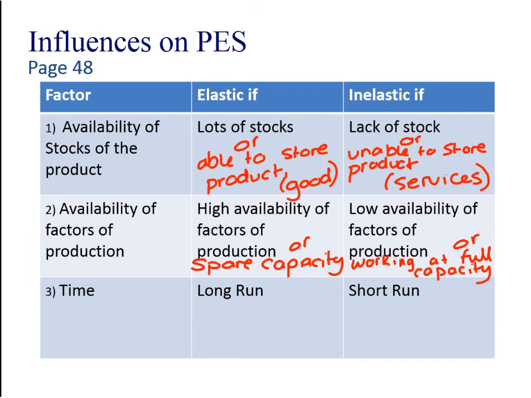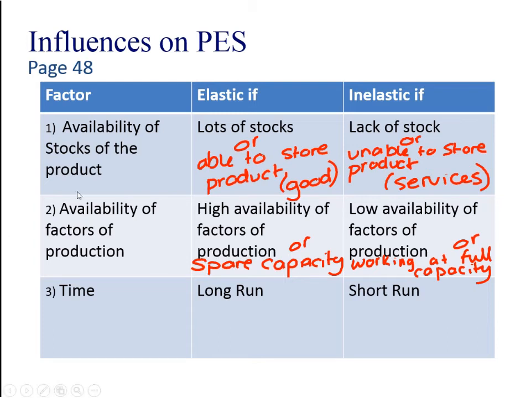like milk or it's going to go off really quickly. So you can have big stocks of it, or if it's basically a good, so it's tangible, you can actually put it in a warehouse. Whereas it's likely to be quite inelastic, the quantity supplied is inelastic, if there's a lack of stock, or you're really unable to store the product. So it could be a service.